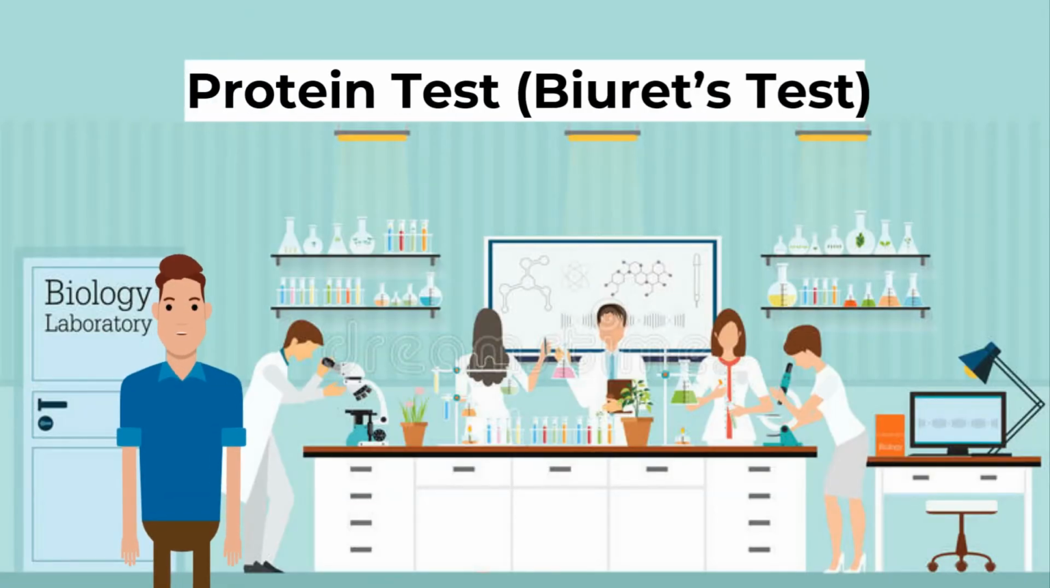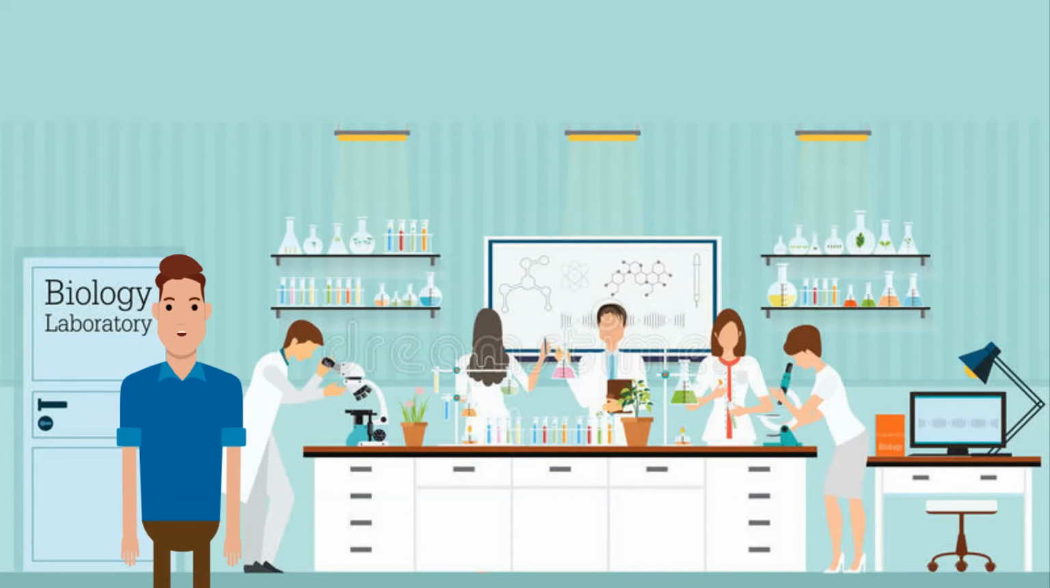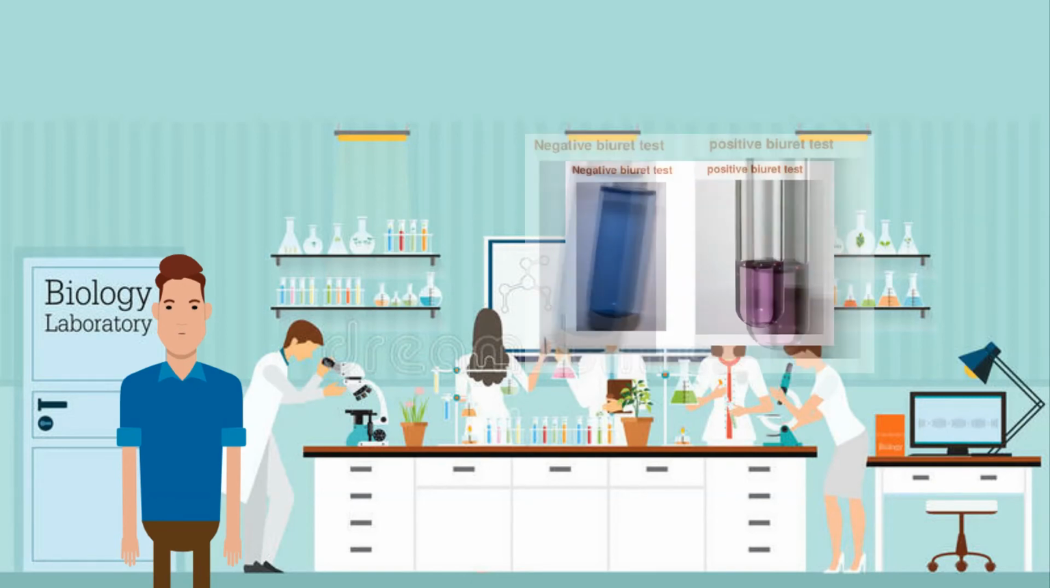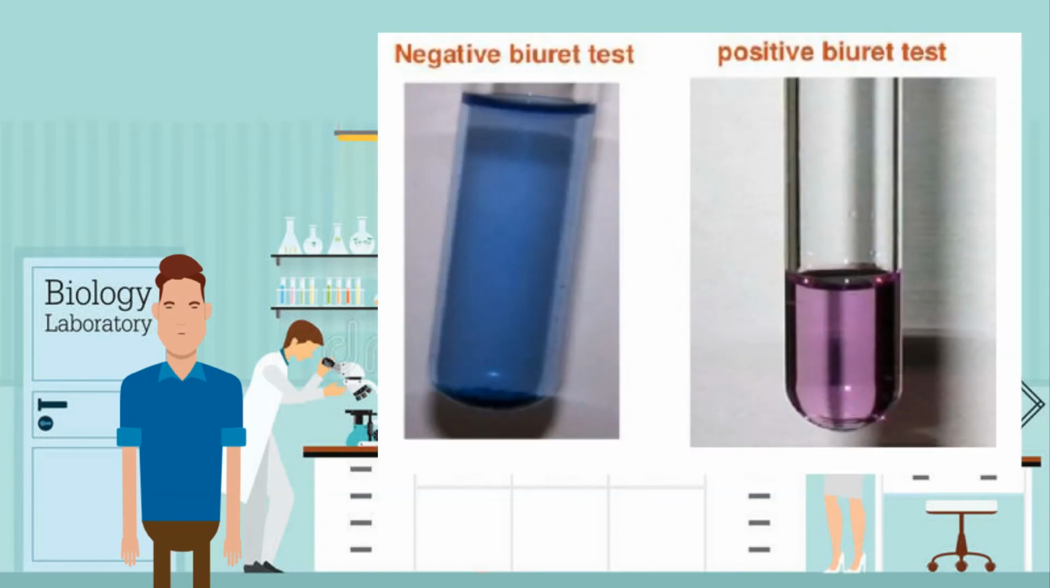Now, the protein test, or Biuret's test. To test for proteins, we do the Biuret's test, using Biuret's reagent. This is also light blue. Firstly, place a small amount of sample in a test tube. Second, add some water. Thirdly, put several drops of Biuret's reagent into the test tube. Lastly, observe and record the result.